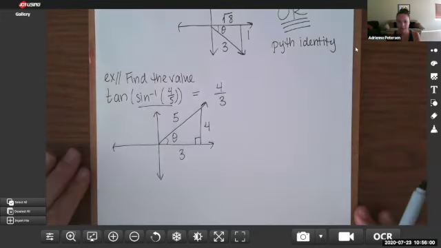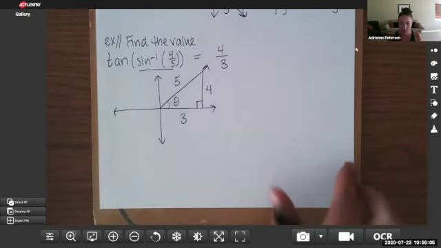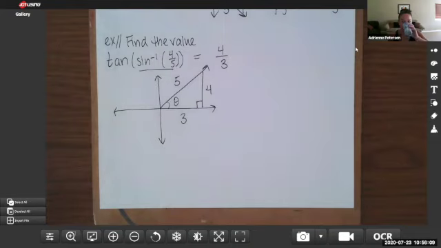Okay, well, let's do another one. Looks like I need a new piece of paper. Let me give you a second here. Anybody need more time on this page?